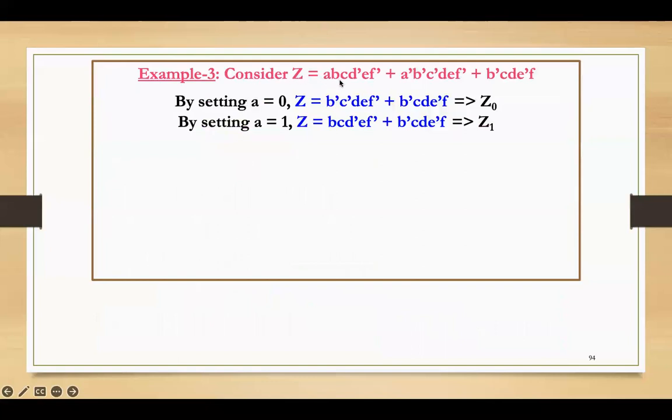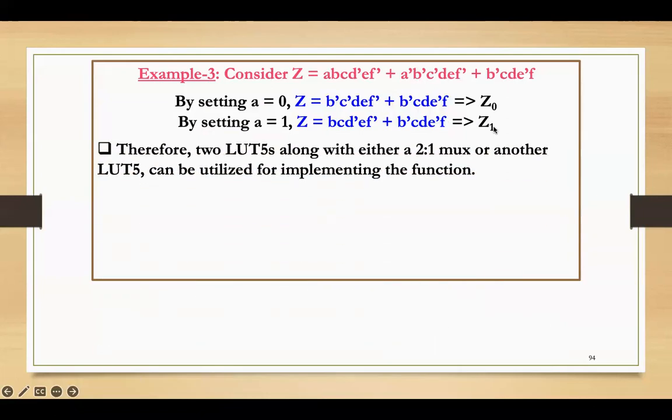So consider z equal to this equation, and by setting a equal to 0, this total thing goes off, because a is 0. Since it's 0, this becomes 1, and b, c, d, e, f bar will be retained, and here there is no a, so it will just come as it is. Similarly, for a equal to 1, I will have this particular equation. I will call these z0 and z1.